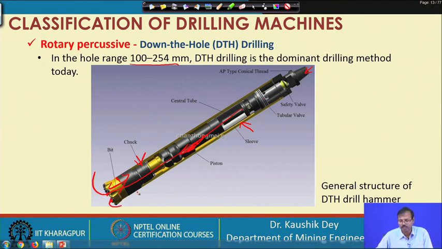So, this is a close look of the hammer. You can see the rifle bar is not there to give the rotary action, because the rotary action is given onto the drill steel for the complete hammer and drill steel assembly.